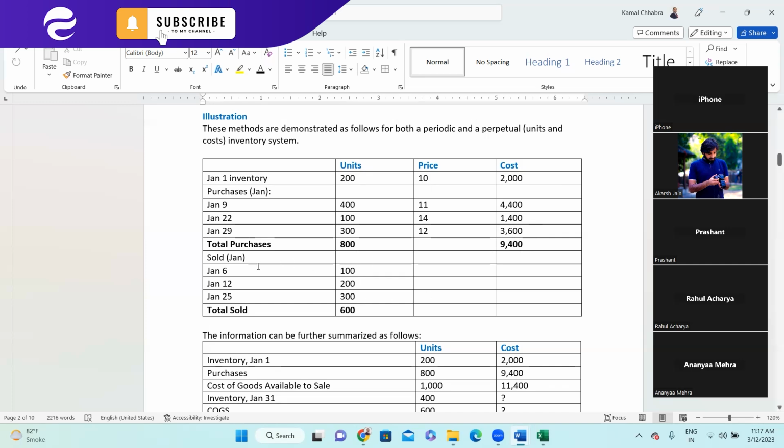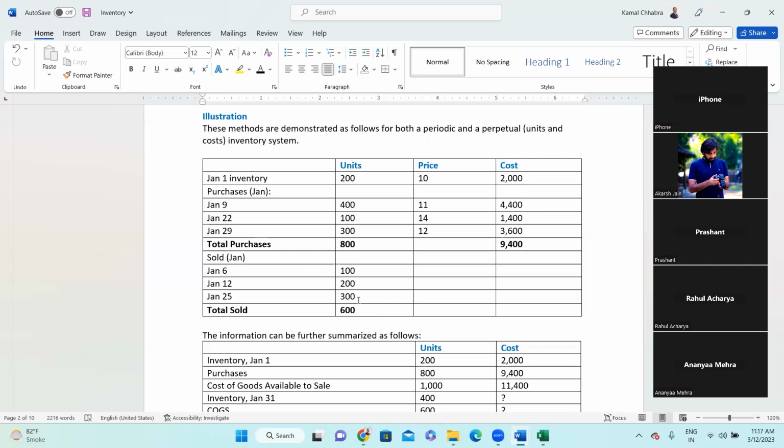And now you have been given the information of sold, that is cost of goods sold. So on 6th January you sold 100 unit, on 12th January you sold 200, and 25th January you sold 300 unit. Total sale is 600 unit. How much is the total inventory? Opening plus purchases 1000 unit. 1000 minus 600, 400 left. Right? And the 600 is sold, so closing inventory is 400 unit.